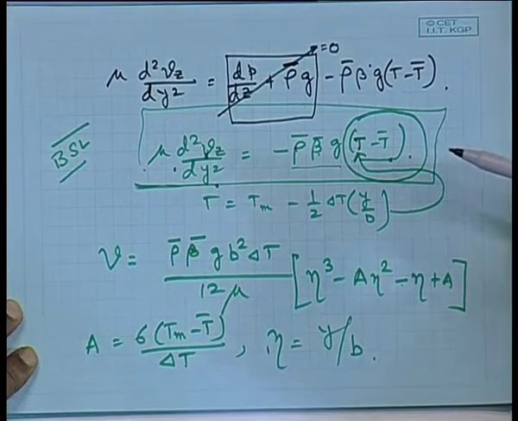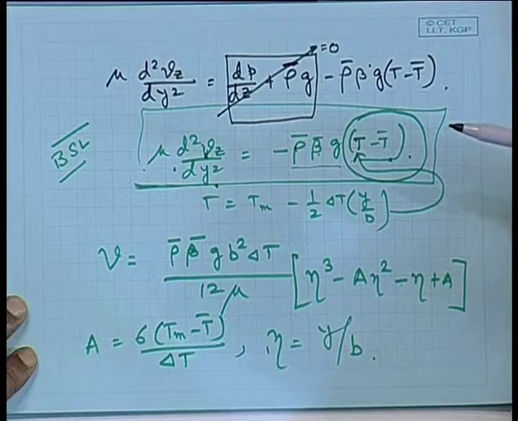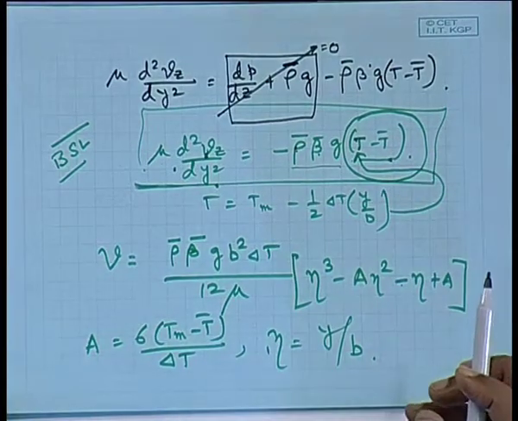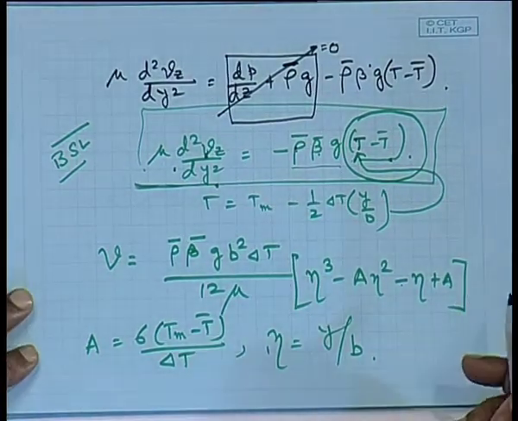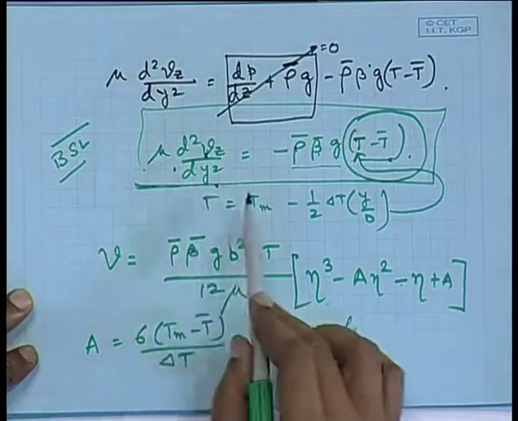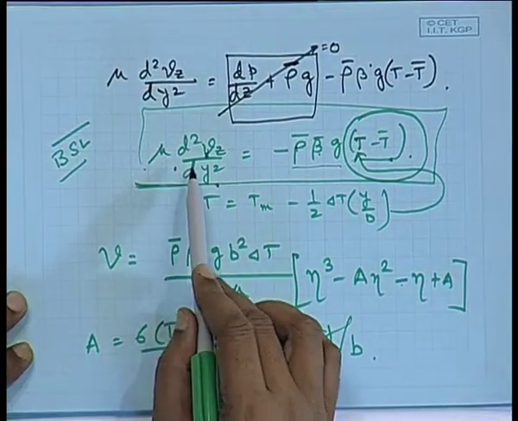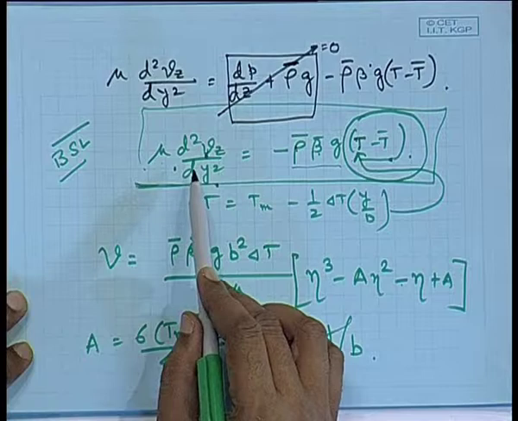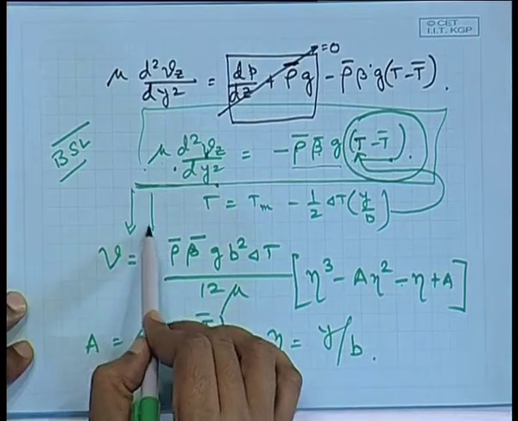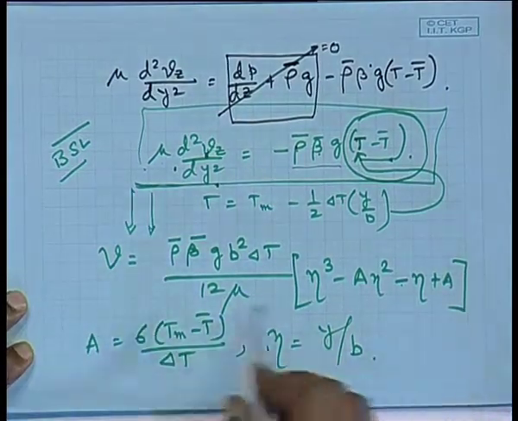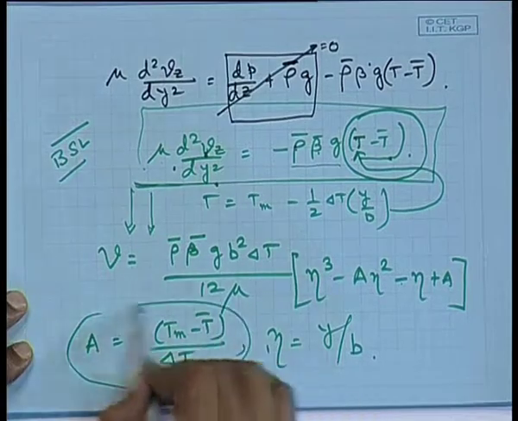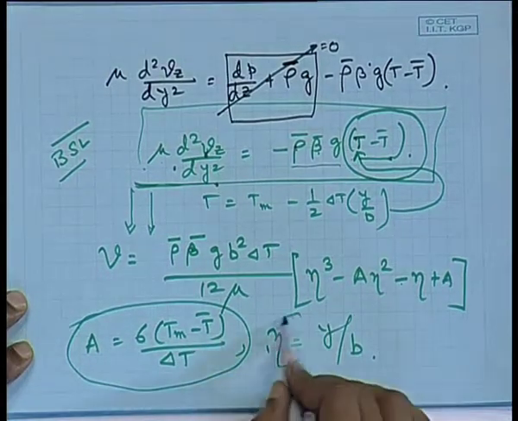It's clear. Delta T is the temperature difference that is imposed on the system, T2 minus T1. So, by using two boundary conditions at plus minus b where velocity equals 0, this expression can be obtained. In this expression, this is A and this is eta.